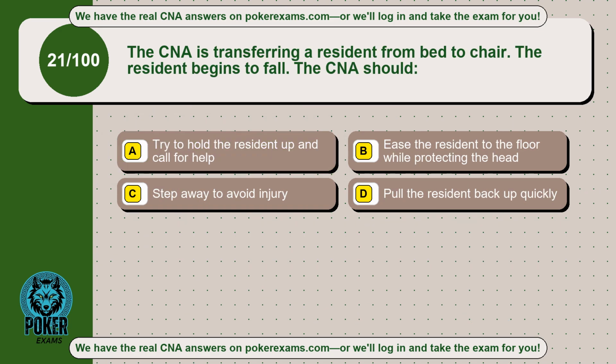Question 21. The CNA is transferring a resident from bed to chair. The resident begins to fall. The CNA should: Option A, try to hold the resident up and call for help. Option B, ease the resident to the floor while protecting the head. Option C, step away to avoid injury. Option D, pull the resident back up quickly.